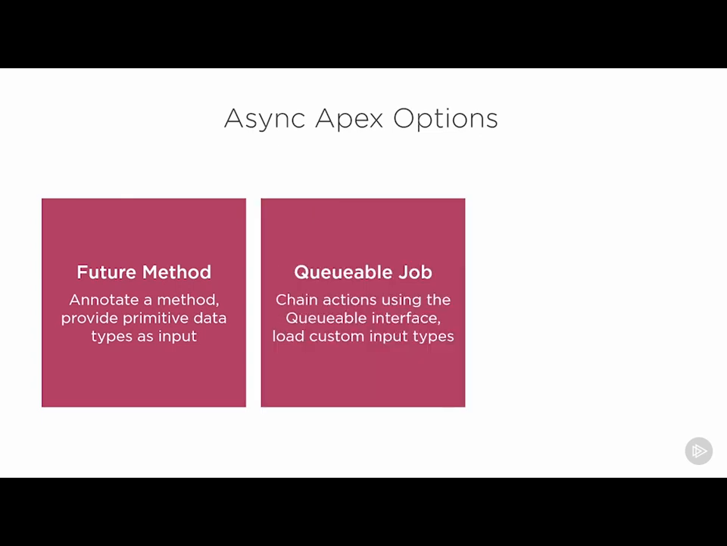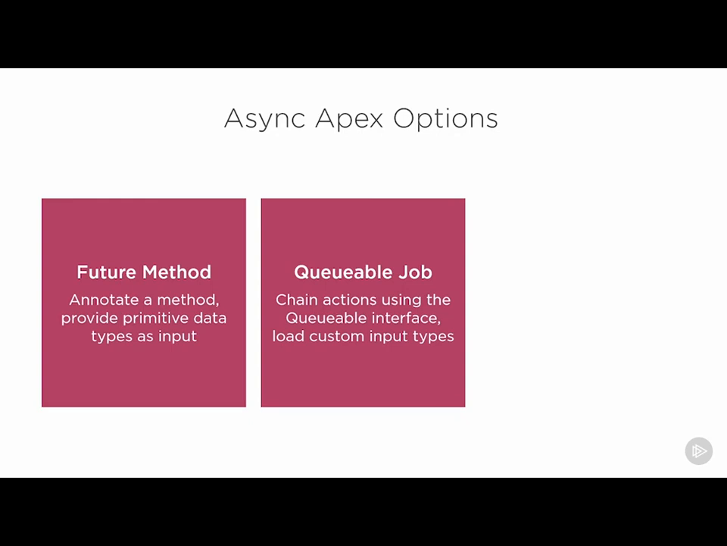Then, the queuable job. The queuable job allows actions similar to a future method, but it's more robust. You can pass in any number of input types, including custom classes and S-object representations. At the end, you can enqueue yet another queuable job to run for continuing processing too. As long as the solution allows that processing can happen over a longer period of time, you can keep chaining actions to ensure the class stays under allowed governor limits.